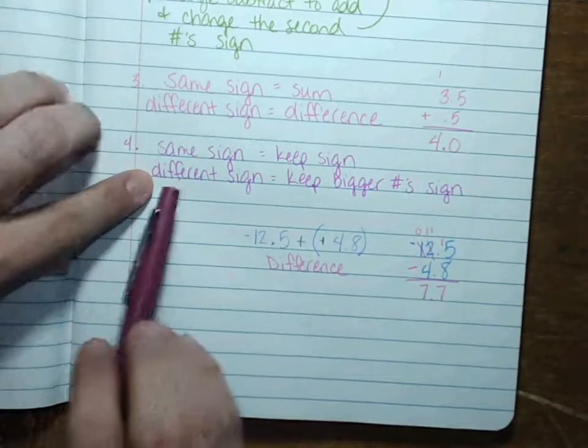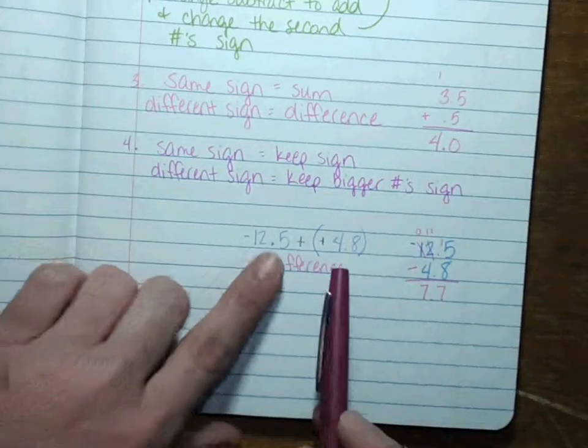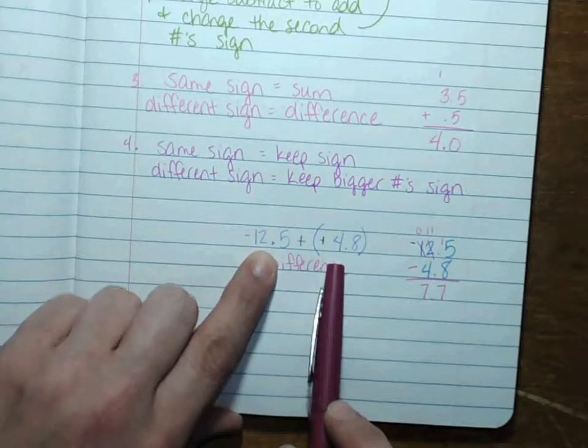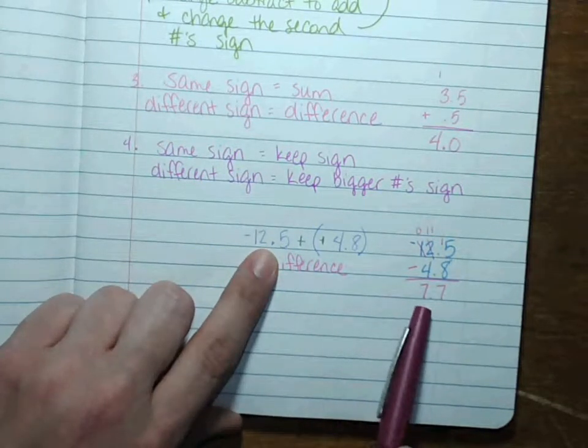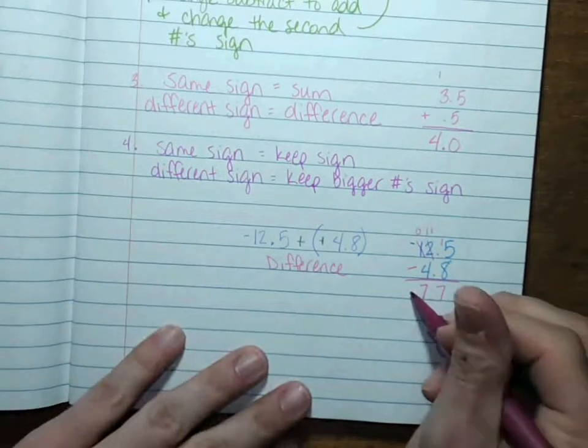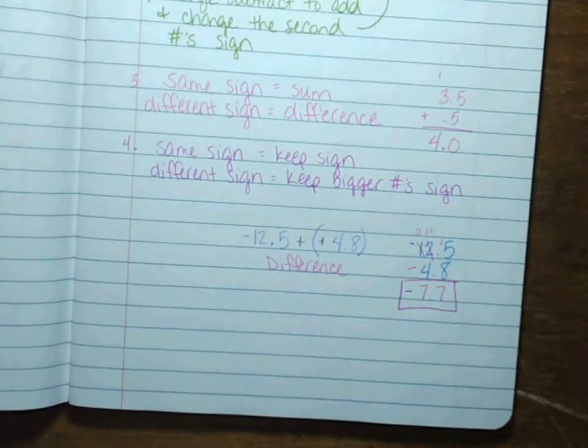So, since it was different signs, I need to keep the bigger number's sign. Which one was the bigger number? 12.5, so this is a negative 7.7.